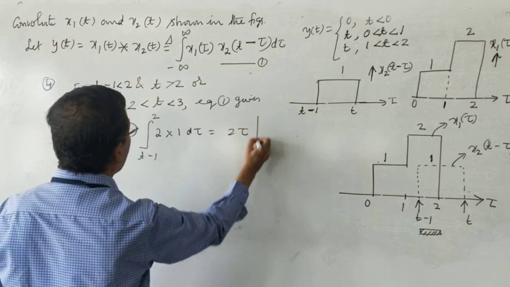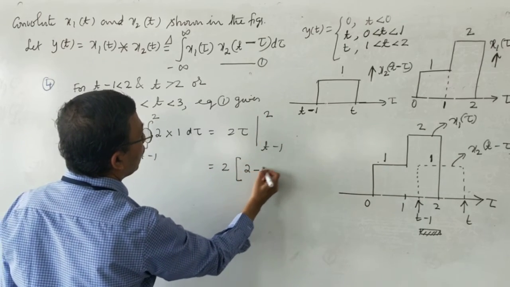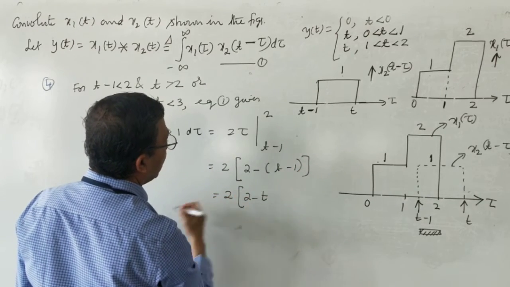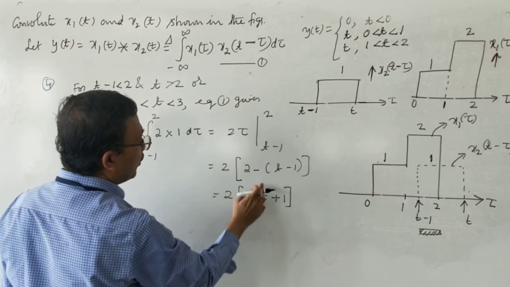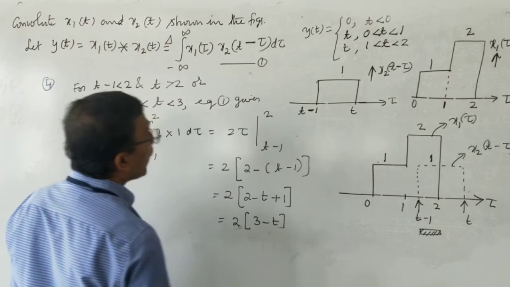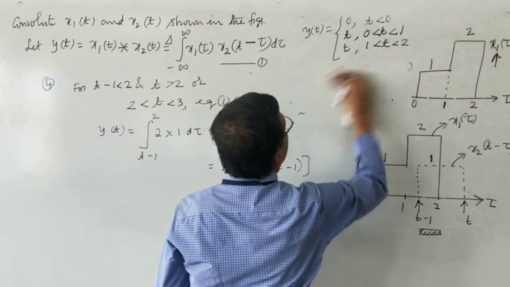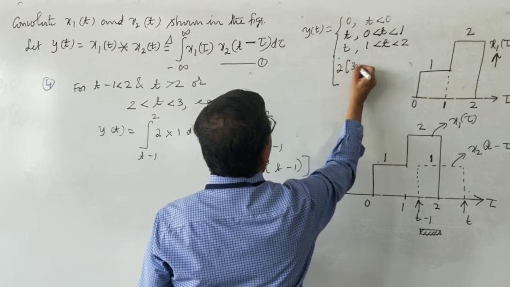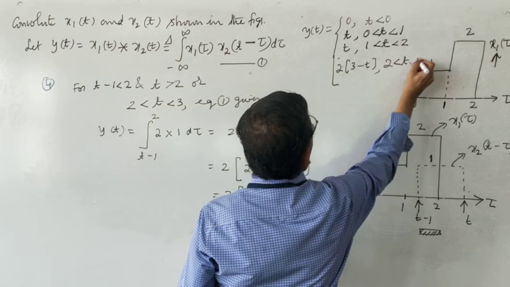You get 2 tau when the limits are t minus 1 to 2. Put limits, you get 2 minus of t minus 1. That is nothing but 2 into 2 minus t plus 1. So you get 2 into 3 minus t. So I am going to say now, I'll write over here: it is 2 into 3 minus t for t lying between 2 and 3.